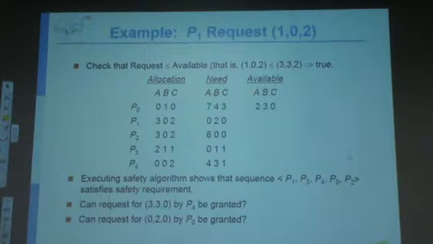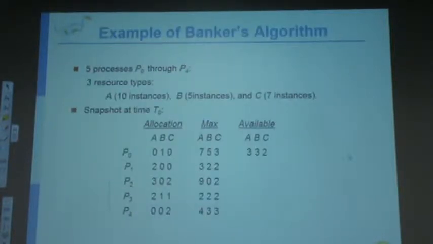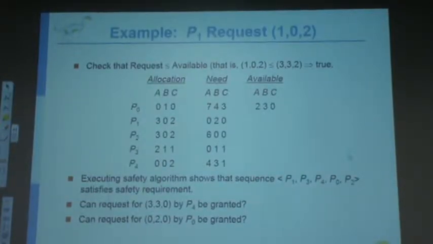Because the need is 7, 4, 3, which means the maximum is 7, 5, 3. Yeah, the maximum is the same, so that means I think 1, 0, 2 for P1, 3, 2, 2.